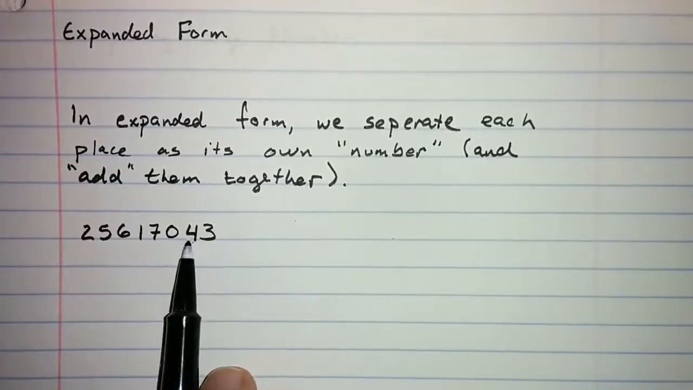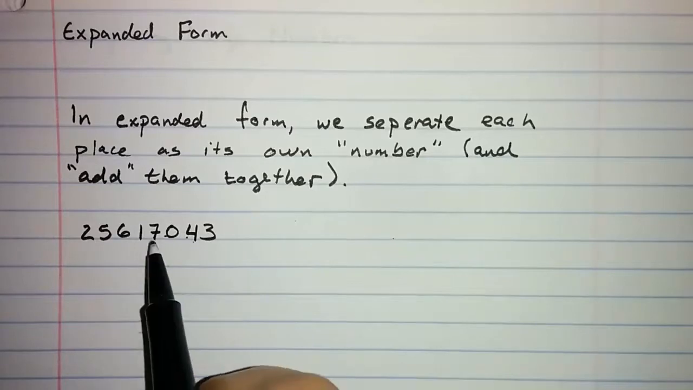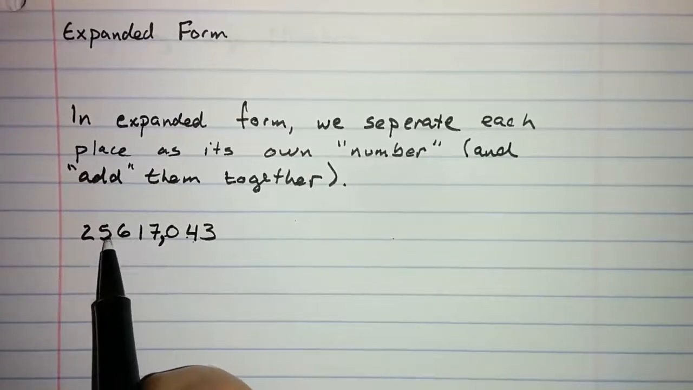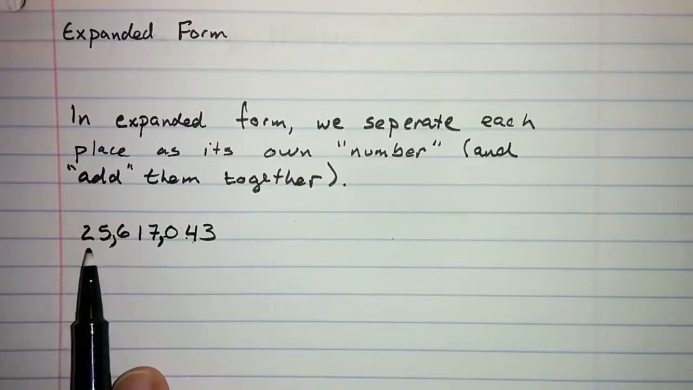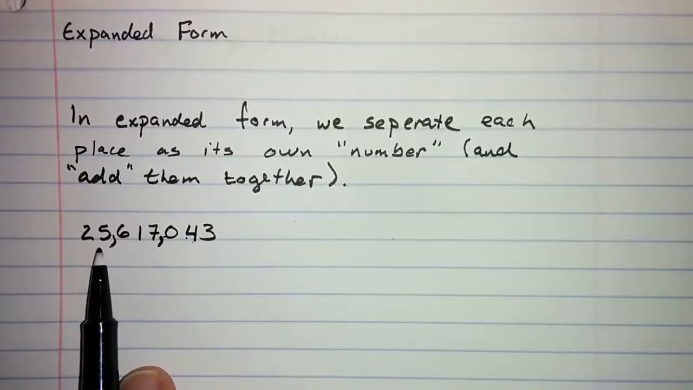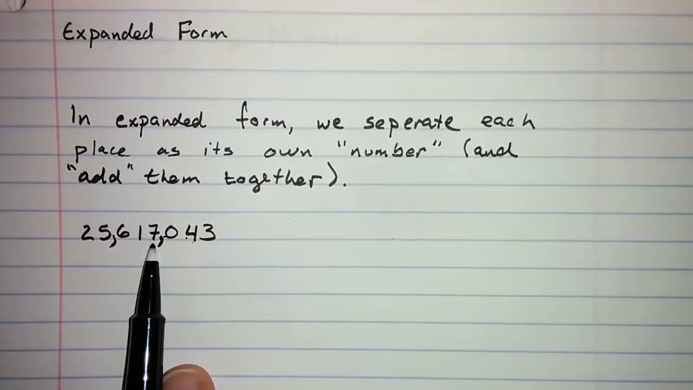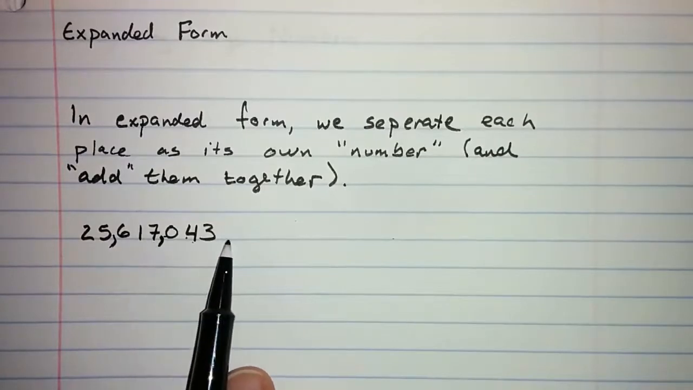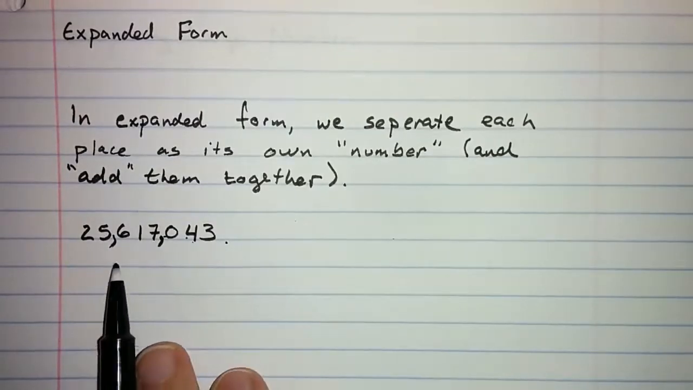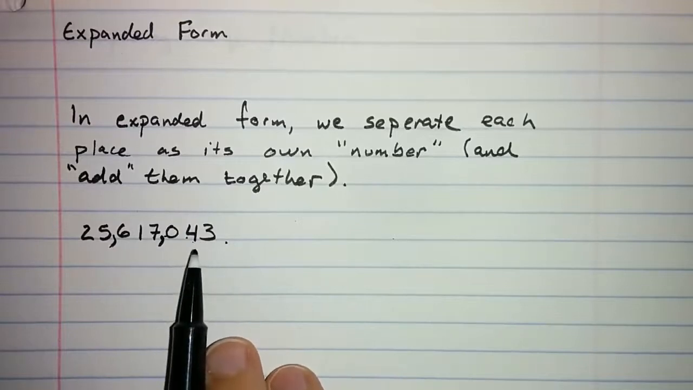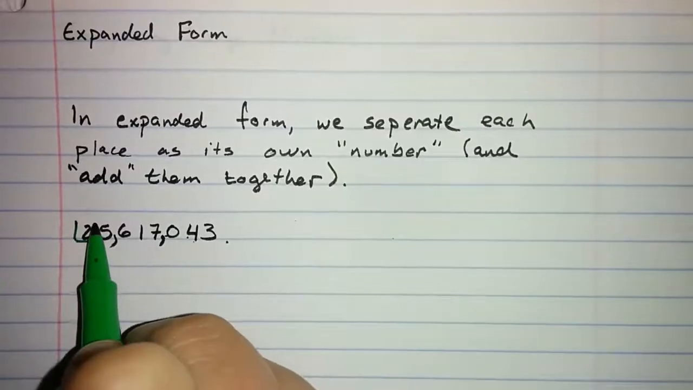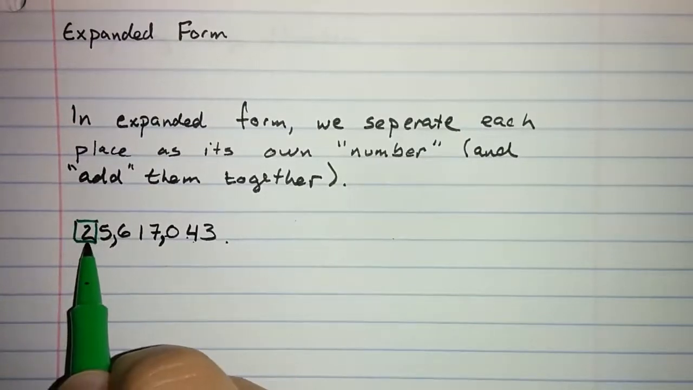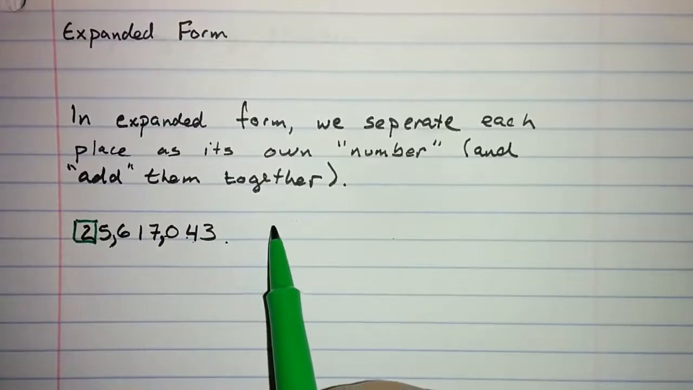Okay, what's this number? Well, we need standard form in order to read it. Units, thousands, millions. We have 25,617,043. How do we write this in expanded form? In expanded form, each digit is pulled out on its own. So here we have a 2 in the 10 millions place.